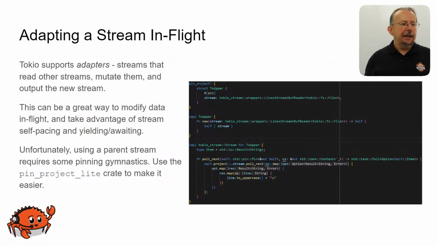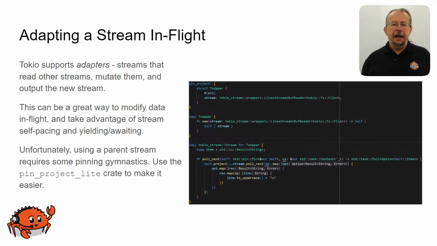And so I gave you a nice little pre-made example of how to write one of these yourself. What this one does is I created a stream called toUpper. It accepts a stream coming in of lines from a file, just makes them uppercase. But you'll notice there is a lot of boilerplate here. I had to use a crate called pin project lite. It's actually pin project, but I always read project.